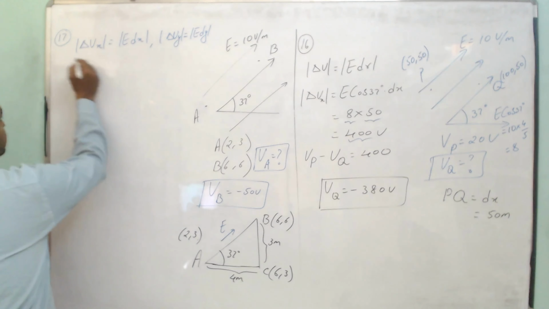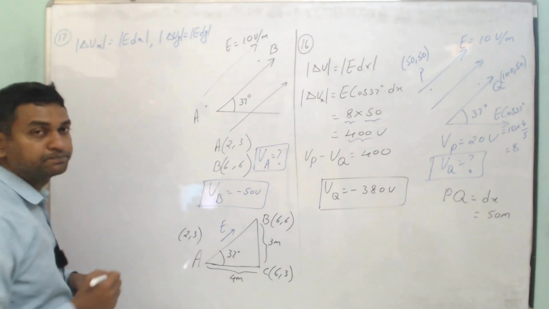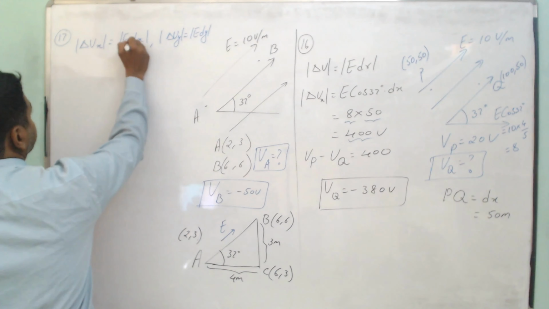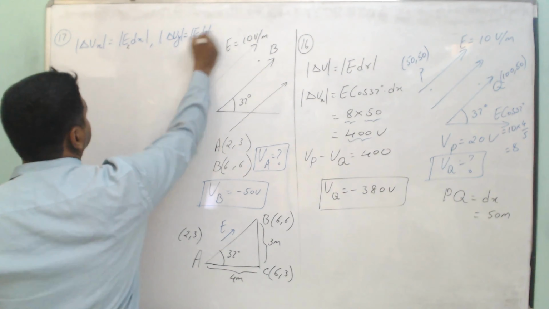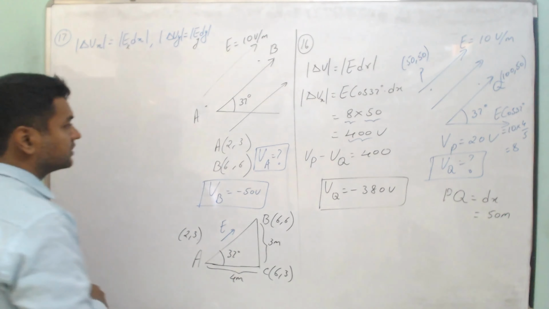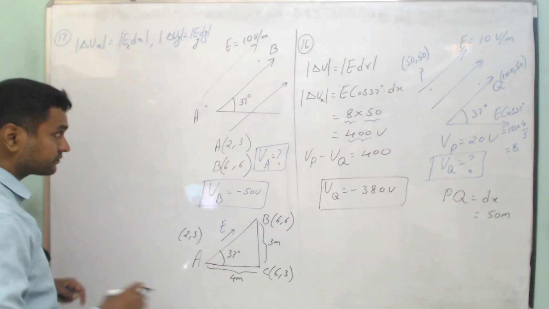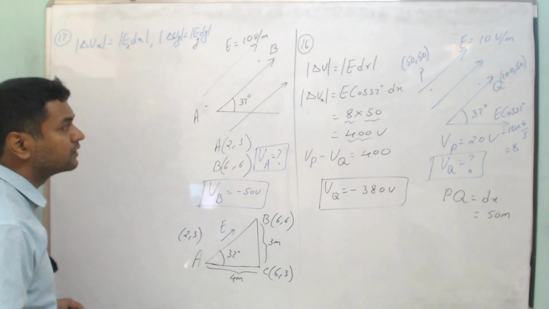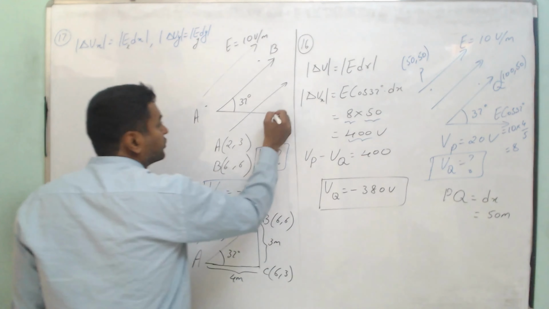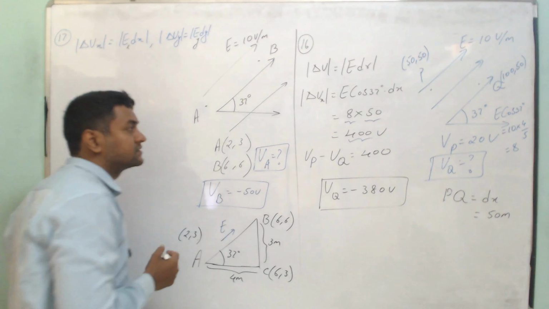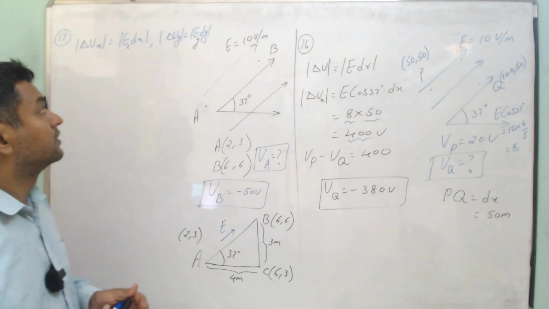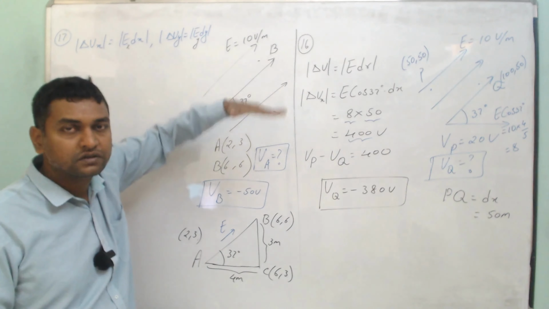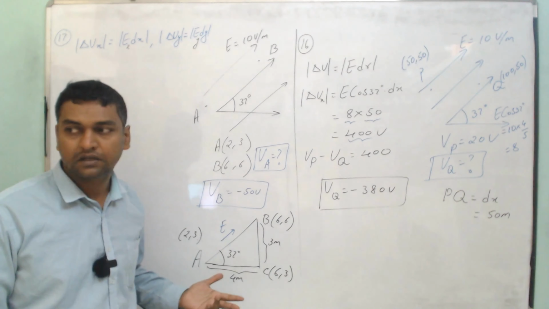So first let us do this. This should be electric field X and electric field Y, EX and EY, right? First let us find out what is EX and EY. What is the component of electric field along x-axis? It is cos. 10 cos 37.